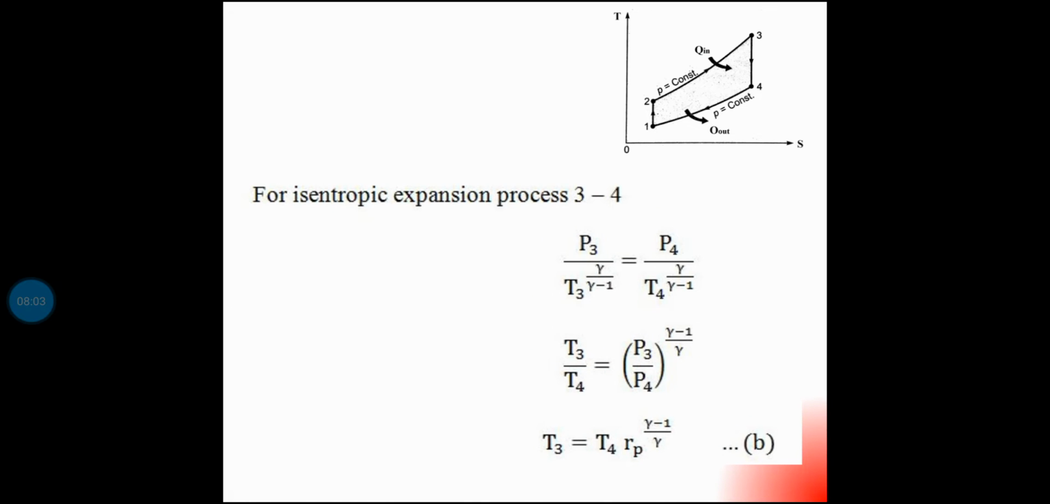Now consider isentropic process 3-4. For that, applying the adiabatic relation, P3 by T3 raised to gamma by gamma minus 1 is equal to P4 by T4 raised to gamma by gamma minus 1. Or we can write T3 by T4 is equal to P3 by P4 raised to gamma minus 1 by gamma. Or T3 is equal to T4 into Rp raised to gamma minus 1 by gamma, naming it as equation B.